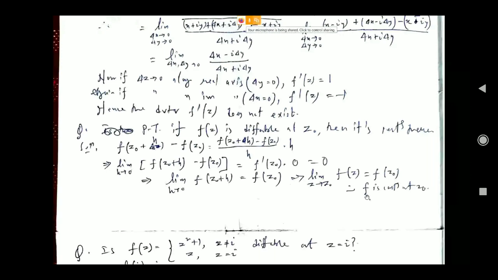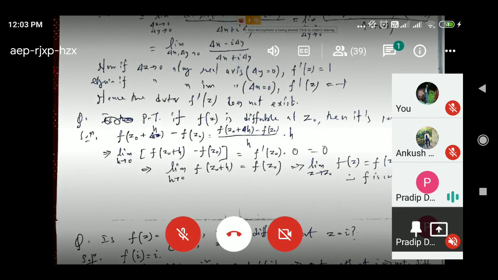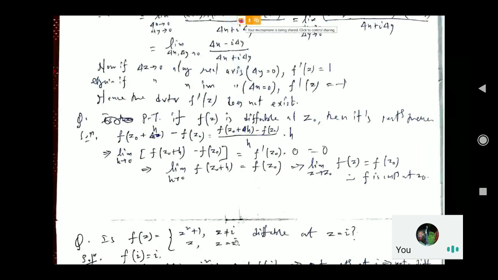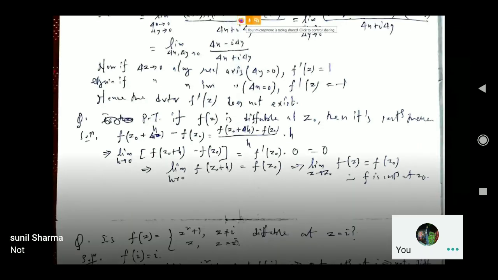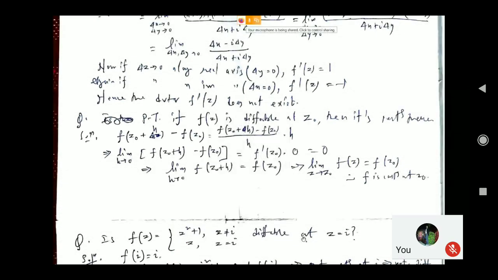I is certainly not equal to 0. Is our conclusion this function is continuous or not? Not. It is not continuous. So if it is not continuous, what is our conclusion? That it is not differentiable also.